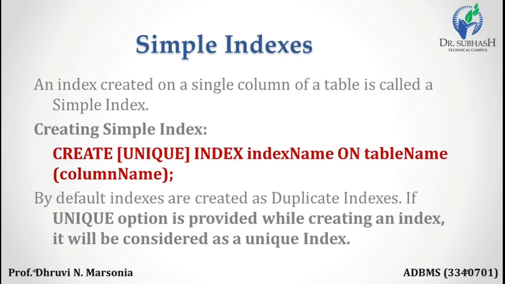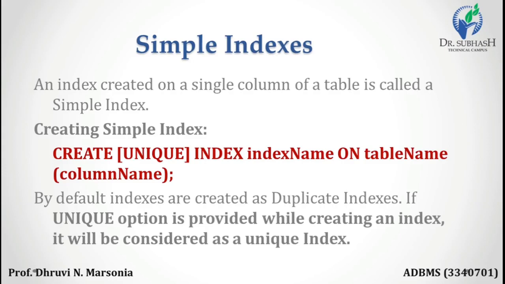The third type of index is simple index. An index created on a single column of a table is called a simple index. An index in which we consider a single column for the index is known as a simple index.